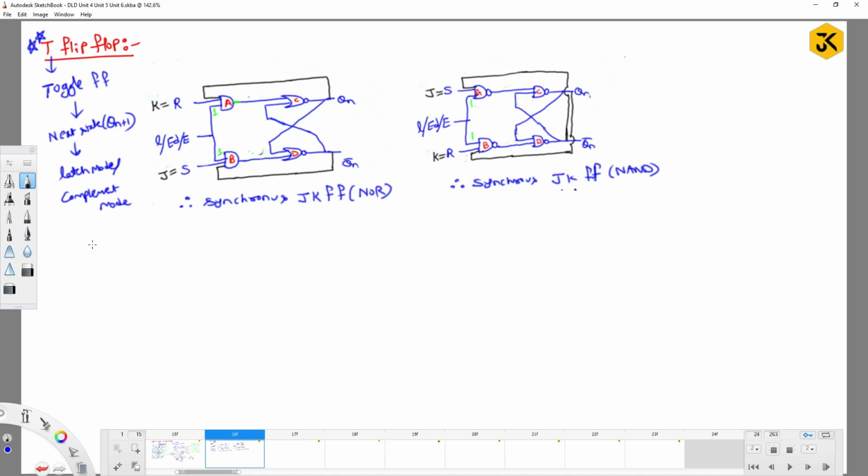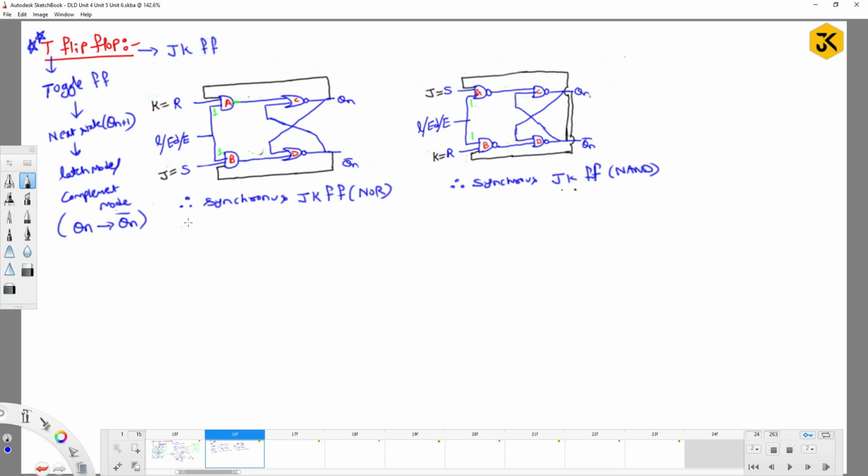So if you are going to have Qn, its complement mode is Qn bar. Like that we can define it, so we can call this a T flip flop. How can we implement this T flip flop? By simply using a JK flip flop only we can implement this toggle flip flop.